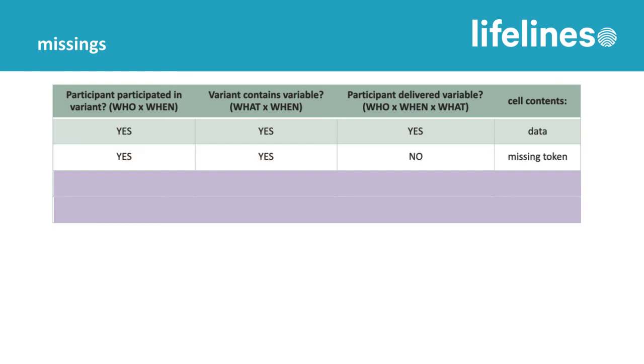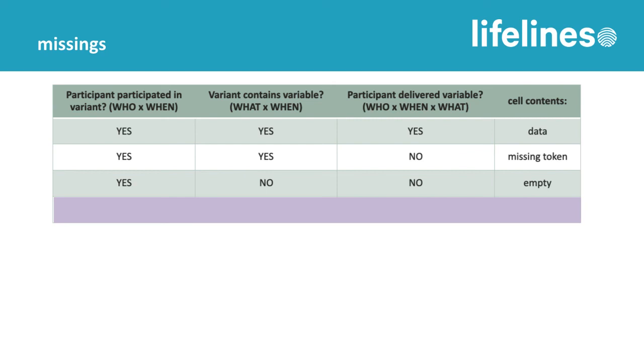If your participant participated in a variant and that variant contains a variable, but that participant did not deliver that variable, then you will get a missing token. And that basically means the participant was given the opportunity, let's say, to provide the data, but failed to do so. Maybe because he or she skipped the question or refused to participate anymore, something like that. The third option is that a participant indeed participated in a variant, but that variant did not contain that particular variable. Therefore, the participant could not have delivered the variable, and in that case, the cell is empty.